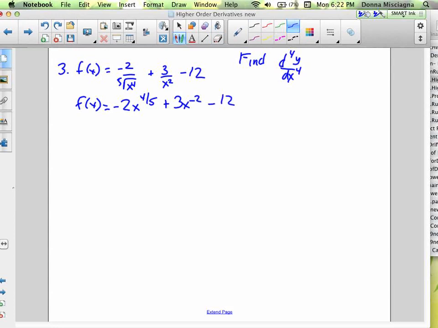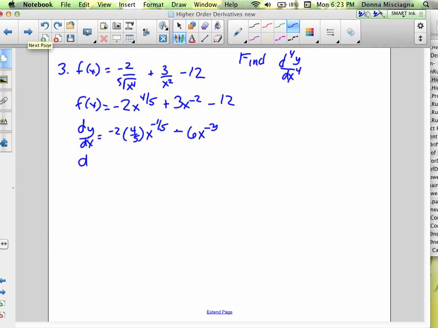So now we can take the first derivative, dy dx. All right, so using the power rule, that's going to be negative 2 times, I'll put in parentheses, times 4/5 x to the, all right, so I'm going to subtract 5/5, so that's going to be to the negative 1/5 power. And then we have, move the negative 2 in front. So negative 2 times 3 would be negative 6. And we're going to reduce the exponent by 1. So negative 6x to the negative 3 power. The derivative of the negative 12 is 0.